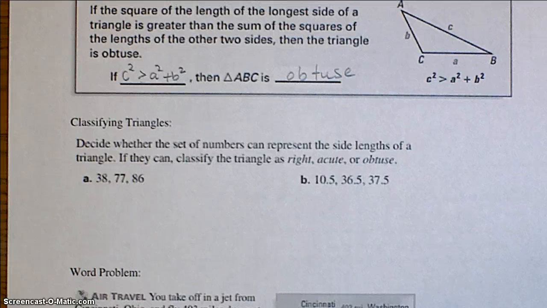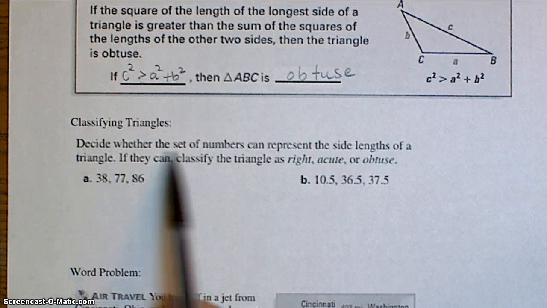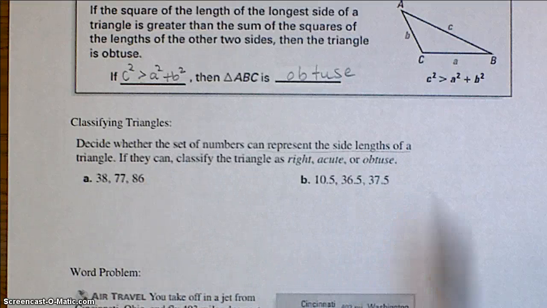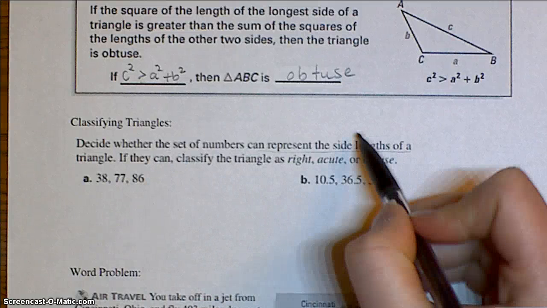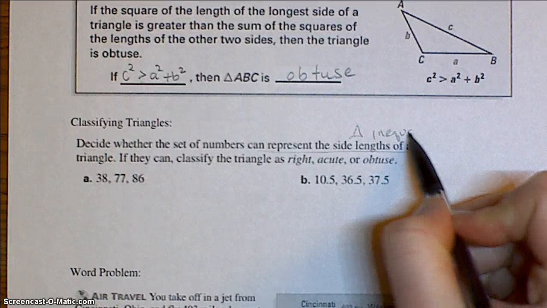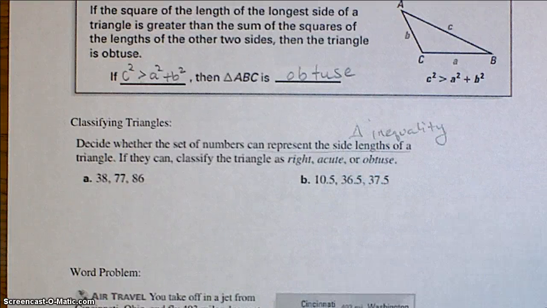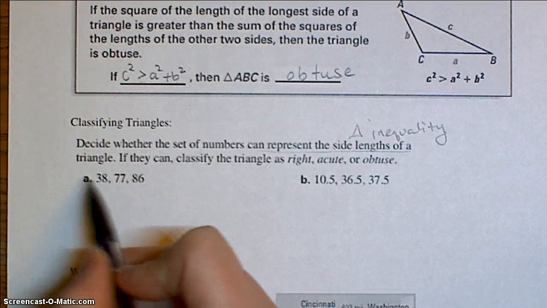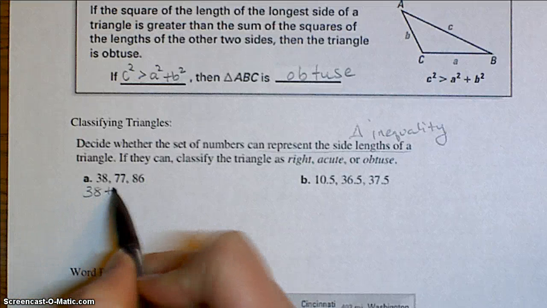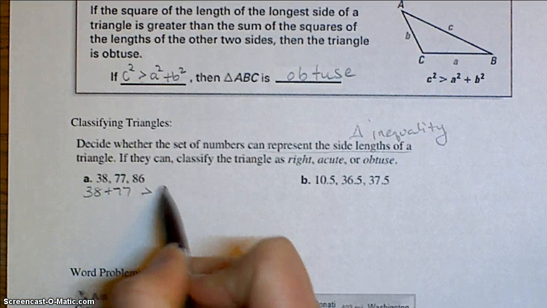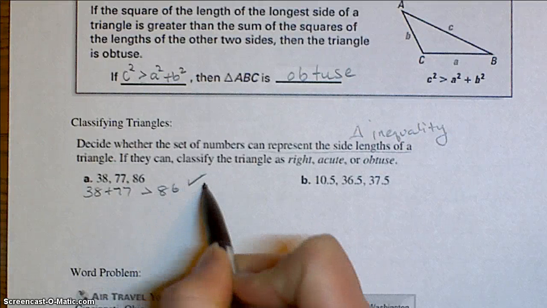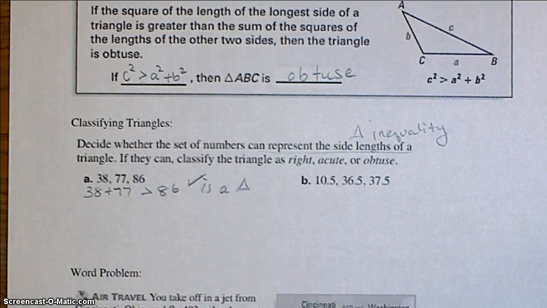Okay? If you scoot down to these questions, it asks you to classify the triangles. So this first sentence, decide if the set of numbers can represent side lengths. That's what we did with triangle inequality. We already know how to do that. So that says if any 2 sides added together, they have to be bigger than the third. So in this case, you could quickly check 38 plus 77. Yes, that's definitely bigger than 86. So this is a triangle.